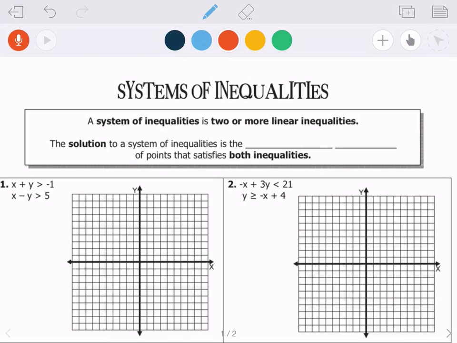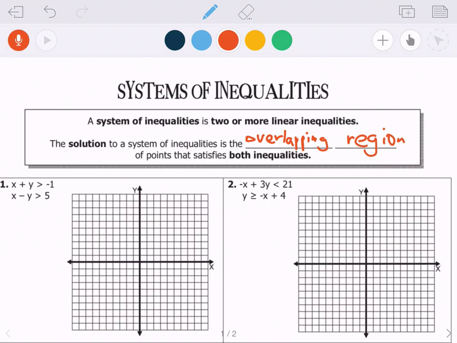This video is going to be on systems of inequalities, as you can see by the title. A system of inequalities is two or more linear inequalities. It's just a system. System is two or more. So the solution to a system of inequalities is the overlapping region. It's the overlapping region of points that satisfies both inequalities. So let's take a look at some problems.